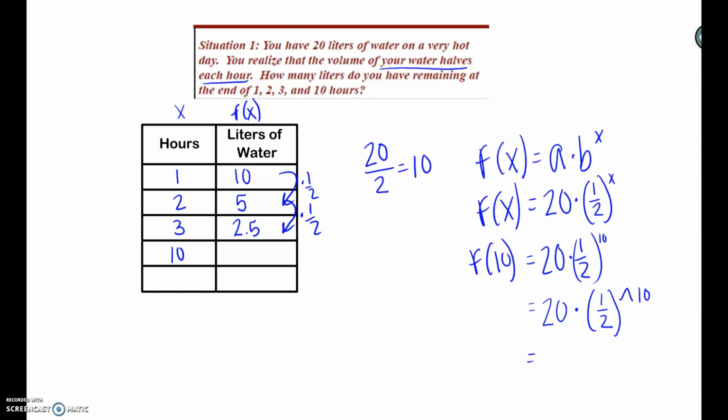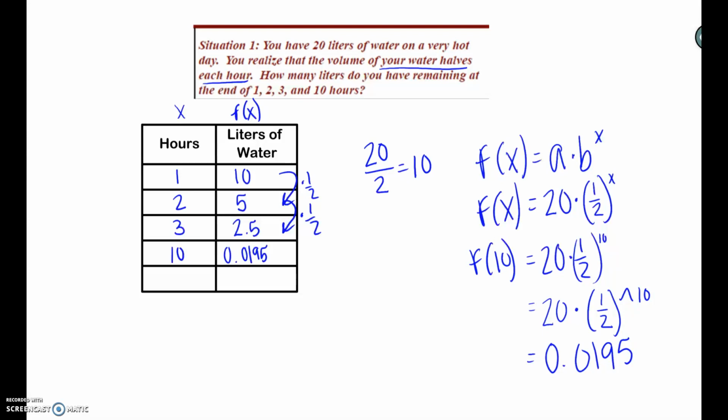When we solve that problem, we're going to get a very small number. We're going to get 0.0195. We'll round it to the nearest 10,000th place. So after 10 hours of that water being cut in half over and over and over, we would have 0.0195 liters of water. Very, very small amount.